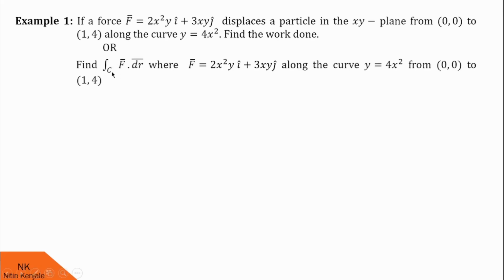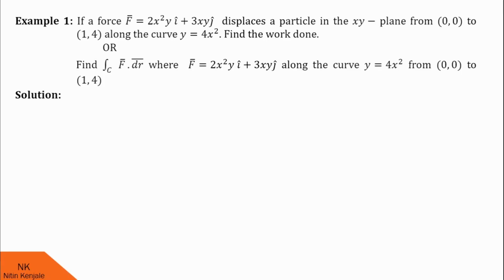Find the integration of F bar dot dr bar along C, where F bar is 2x²y i cap plus 3xy j cap, along the curve y equals 4x² from point (0, 0) to point (1, 4). Let us see its solution.